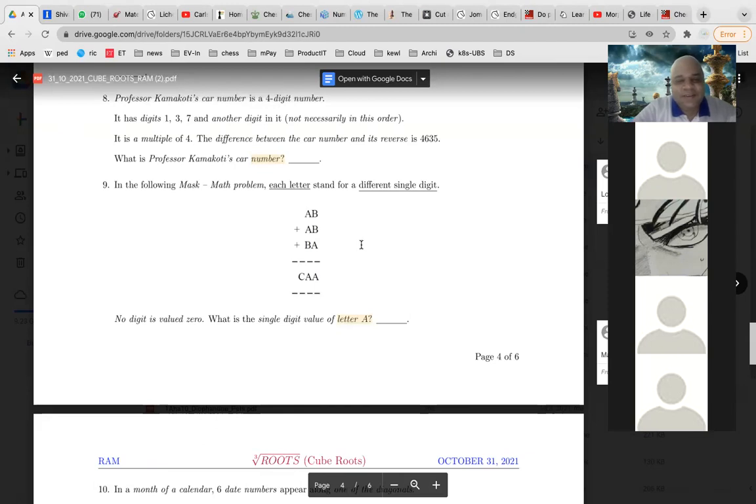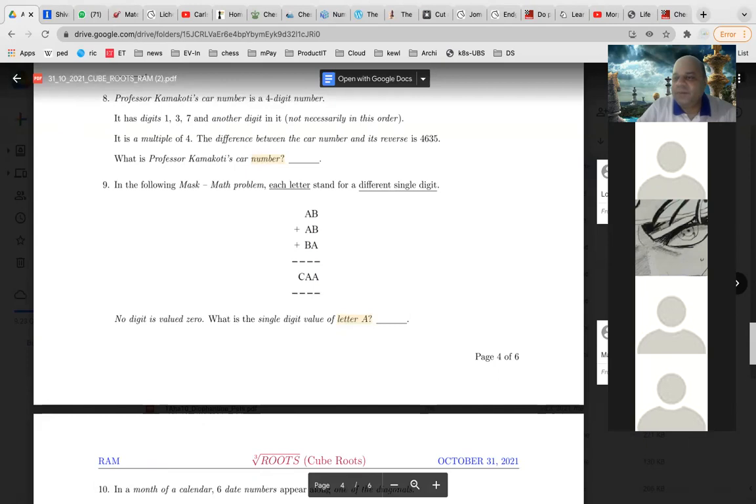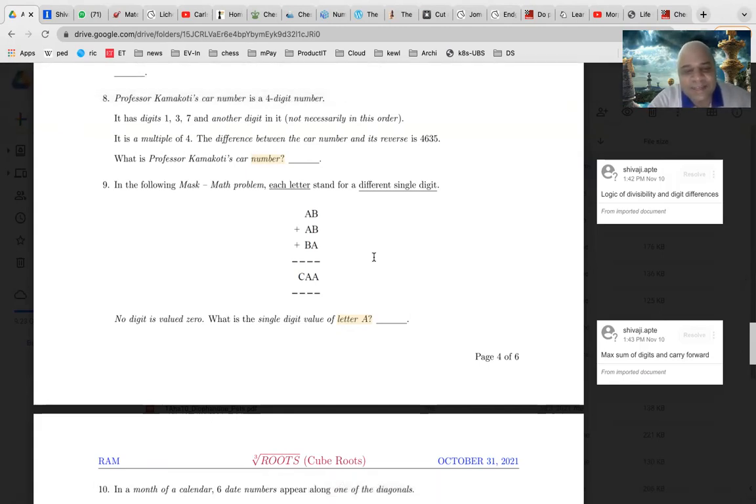But look at problem number 9. The same logic you will be able to apply. In fact, it is very short. Everything is a digit. A, B, C are digits, and they are different single digits, which means that A is not equal to B, and B is not equal to C. Now you find out this thing.